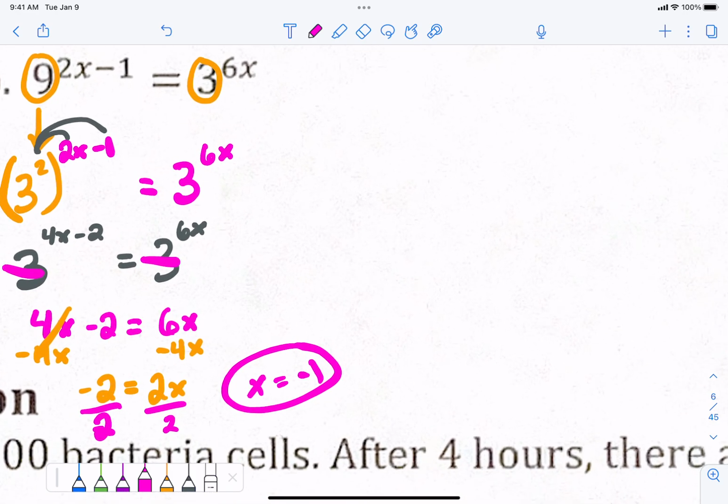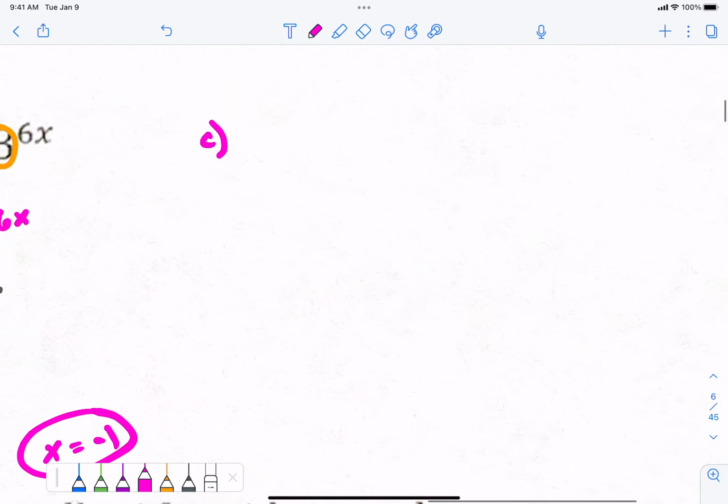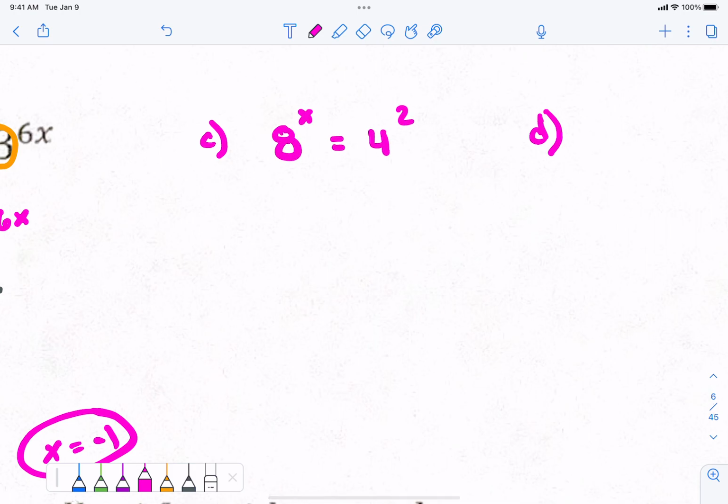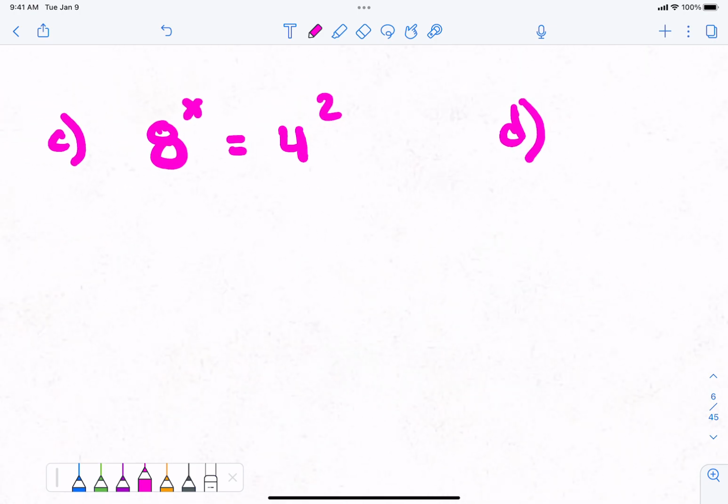All right, now I'm going to add in here an example C, and I'm going to also do an example D. Can I do that? Because I know that you're going to have problems on your homework that are going to be just a touch harder, okay? So let's say that this is 8 to the x power equals 4 to the second power. Let's say that we have that going on, okay? So this is example C. Just put it off to the side, right next to B, okay? Because I know we're going to have a problem like this, right? 8 to the x power and 4 to the second power.